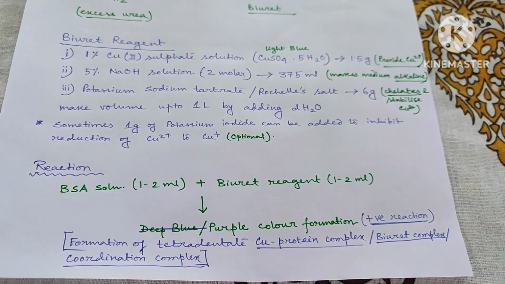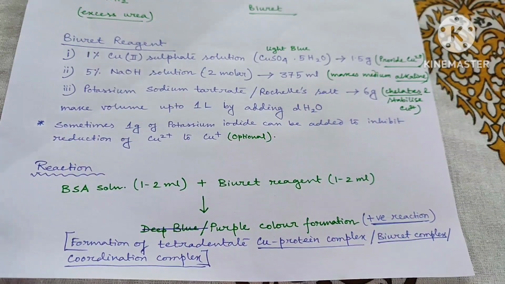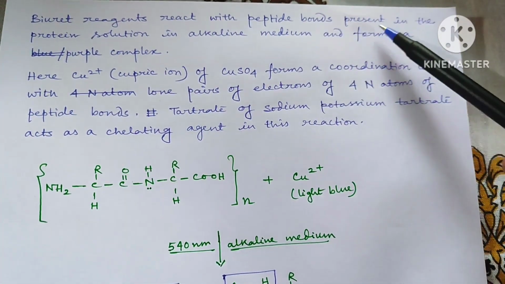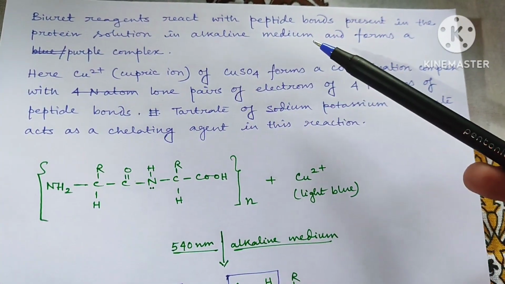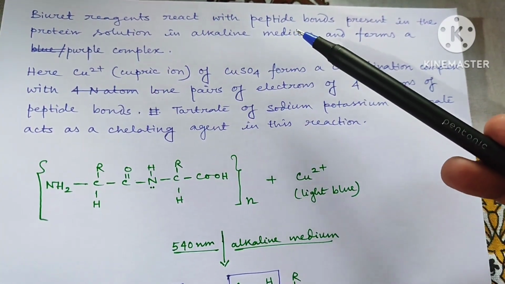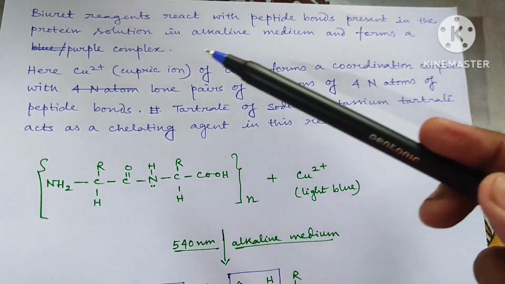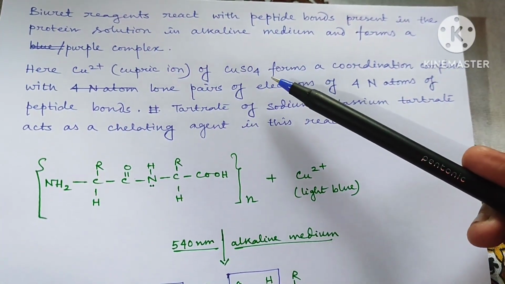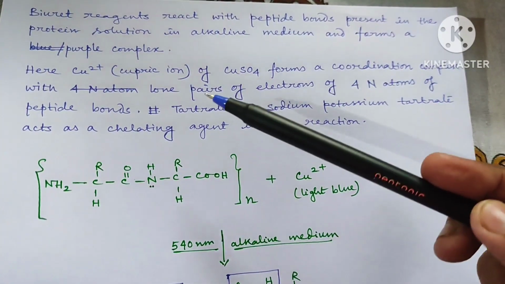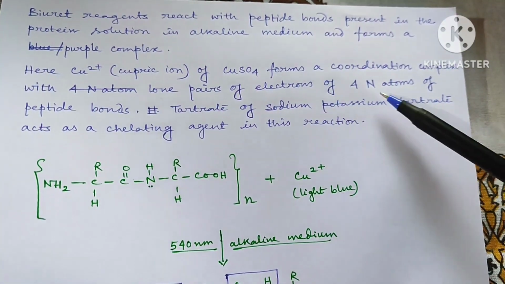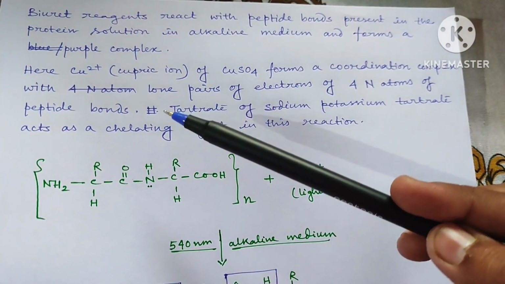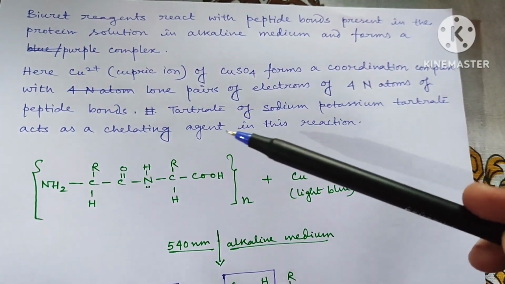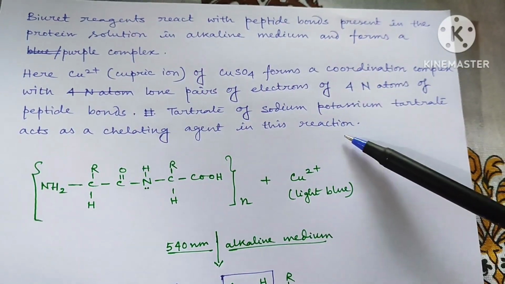Okay. Now see how this reaction gives the coloration. What is the basic or chemical basis of this reaction? Biuret reagents react with the peptide bonds present in the protein solution in the alkaline medium. The alkalinity is given by NaOH, okay, and forms a purple complex. Okay, here the cupric ion of copper sulfate forms a coordination complex with lone pairs of electrons of 4 nitrogen atoms of peptide bonds, and the tartrate of Rochelle's salt or the sodium potassium tartrate acts as a chelating agent in this reaction.